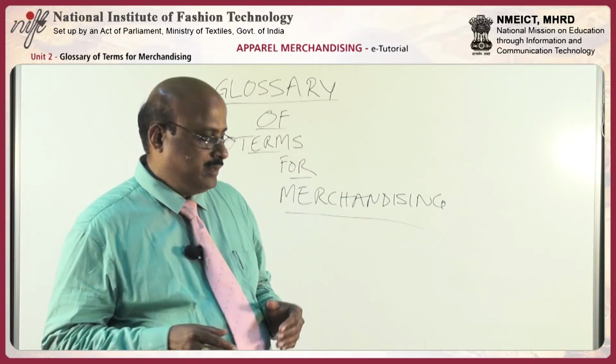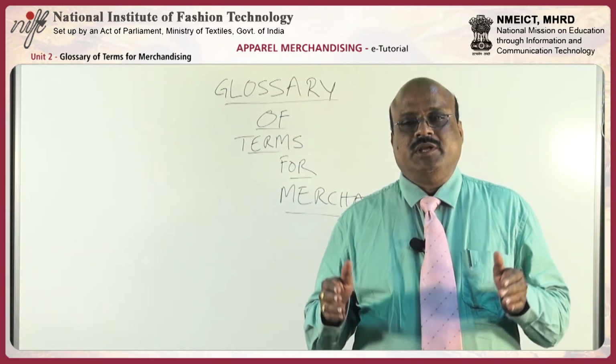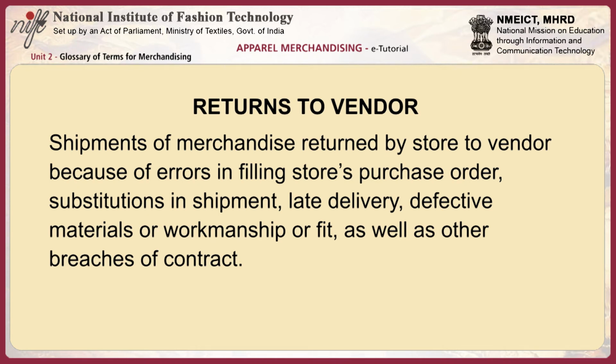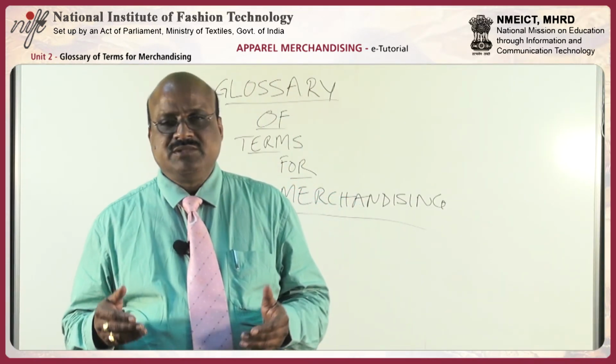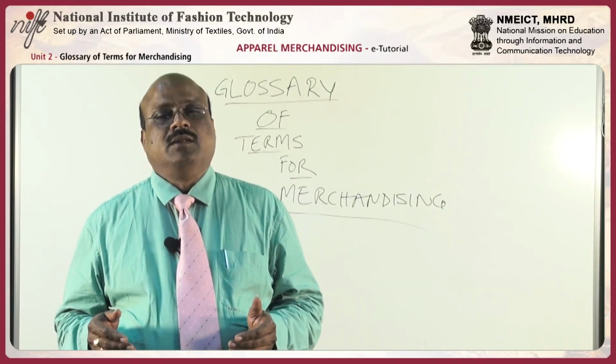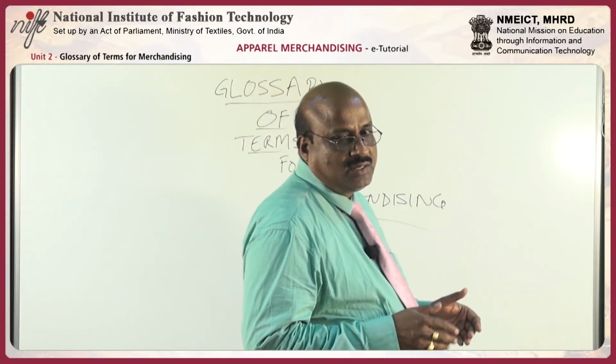The next term is returns to the vendors. So returns to vendor refers to shipments of merchandise returned by the store to the vendor because of errors in filling the store's purchase order or substitutions in the shipment, or it may be because of late delivery or defective materials or defective workmanship or defective fit and other reasons, or there can be breach of contract on certain terms. Because of these various reasons, the store can return the goods to the vendor. That return of goods to the vendor is known as returns to vendor.